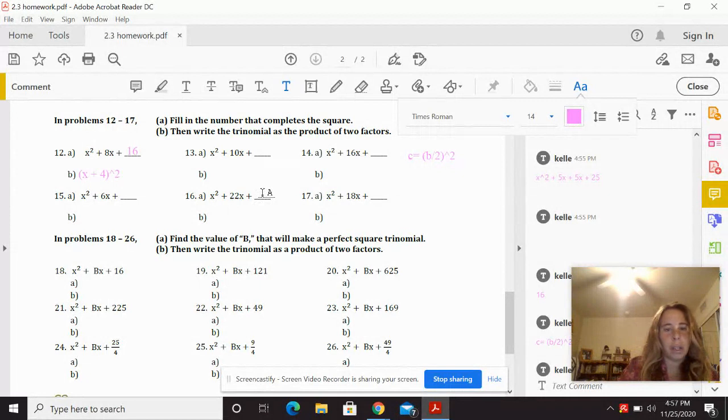x squared plus 22x plus, we don't know. Okay, so the first thing you're going to do is find c. If you want to draw the squares like Mr. Byrne was doing, you can totally do that. You can do that for every problem. It takes a little bit of extra time, but you can do it.